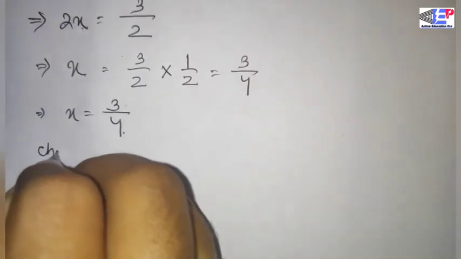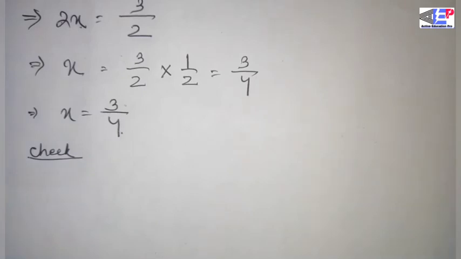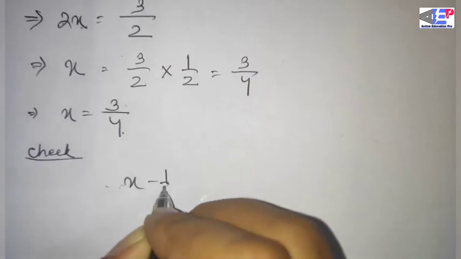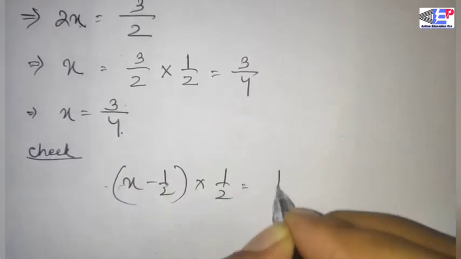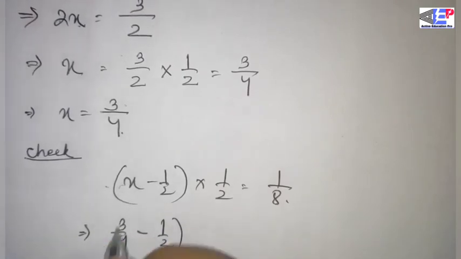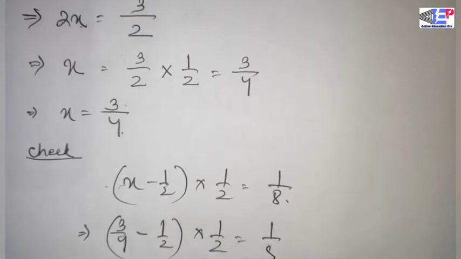Then check it. Checking is not important when this question appears in the exam, but for your understanding I check it here. If the question asks us to get the result, get the number and check again whether this number holds true for the question or not, then you check it. But here I check it for your understanding. Our algebraic equation is (x minus 1 by 2) into 1 by 2 is 1 by 8. So here x is 3 by 4: (3 by 4 minus 1 by 2) into 1 by 2 is equal to 1 by 8.